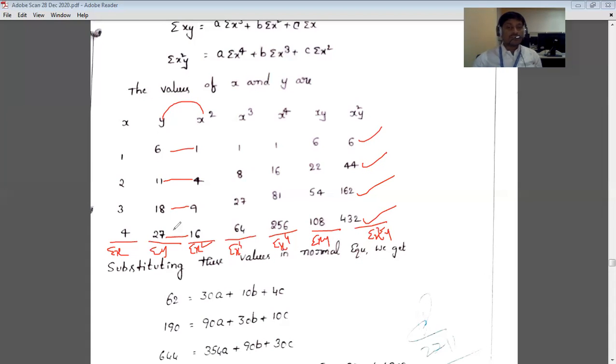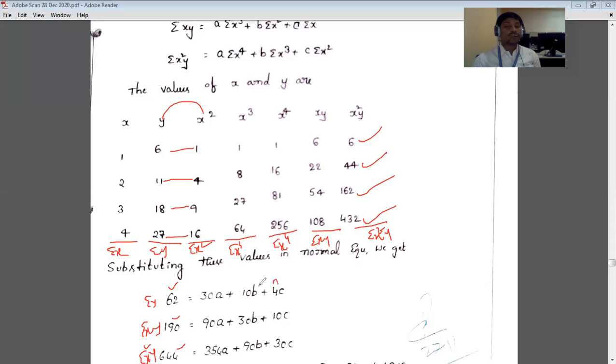So after adding, we get these values and we have to substitute them in the normal equations. Here this is summation y, this is summation xy, and this is summation x square y. So we substitute those values. Summation x square is 644, of course we didn't write it. After adding, we get these values: 644, 190, and 62. And this is what we wrote.